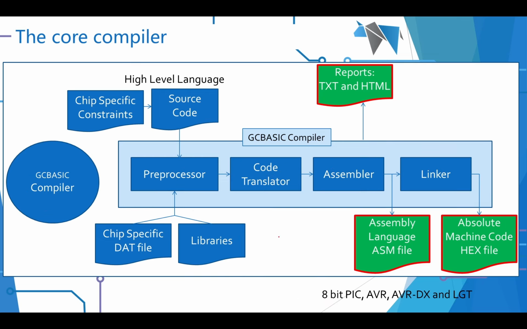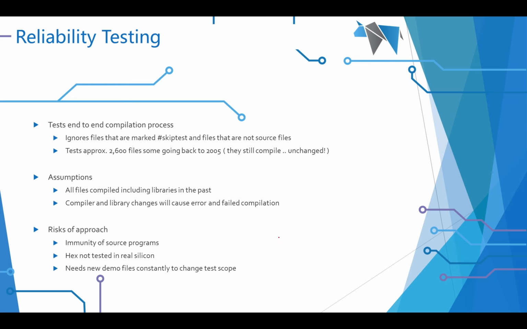That's very good. So reliability testing tests the end-to-end compilation process. Clearly marked, it skips over files that are marked as skip test, and it also does not try to compile files that are not source files. We saw some of those. It tests about 2,600 files, some of them going back to the very early days of GCBASIC, and they still compile unchanged because they don't use the more advanced options. So they need to compile, they need to be reliable.